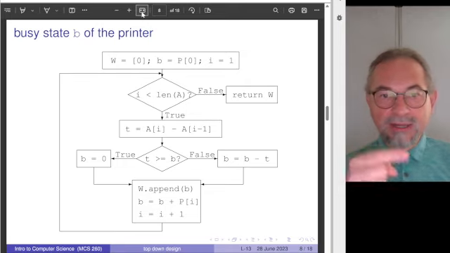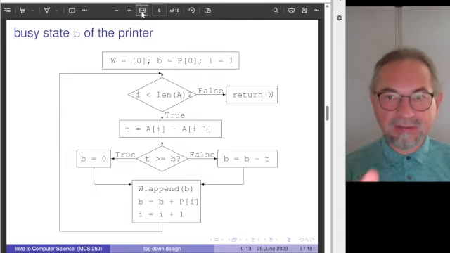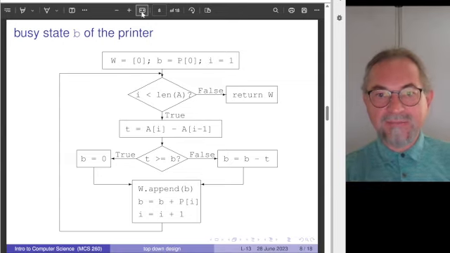So then we look at the time. We are going to process now the job with index 1. So that's why the I is initialized to 1. And we compare the arrival time. We have the arrival time of the job with index 1 minus the arrival time of the previous job. The arrival times are sorted in increasing order, so that will be a positive number.